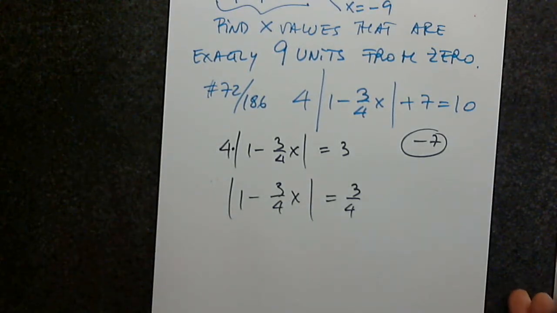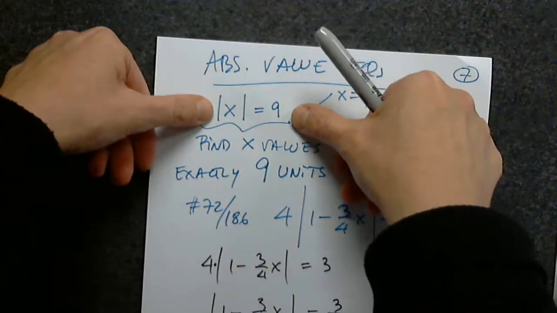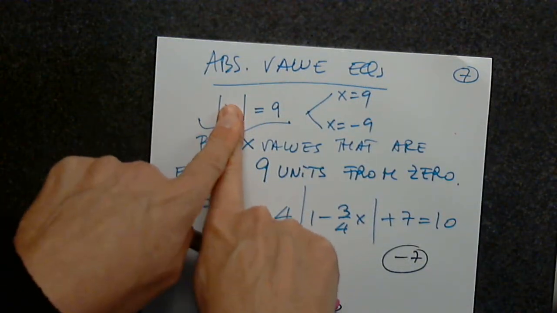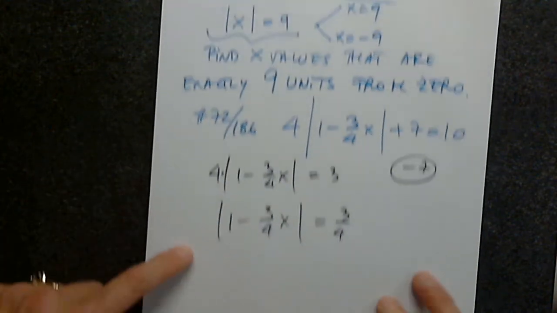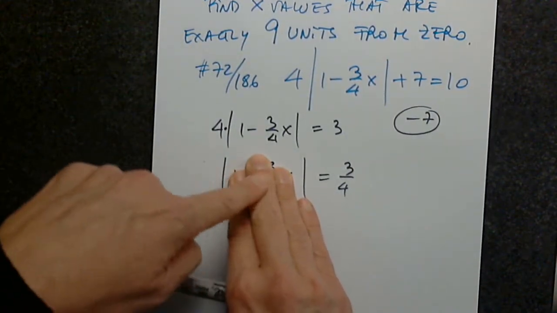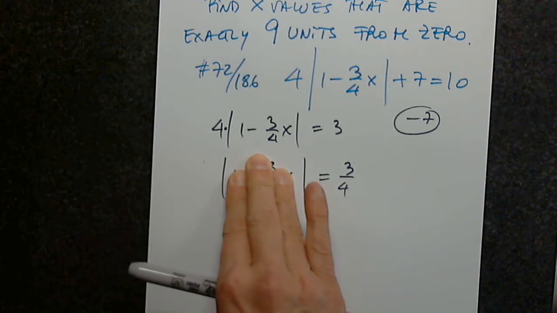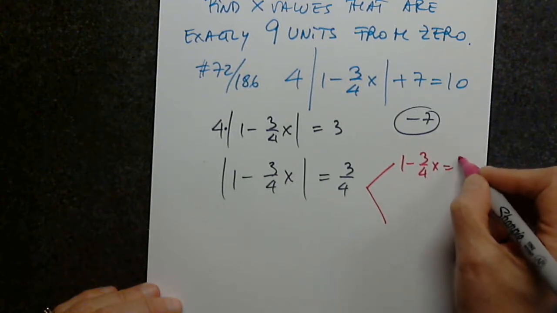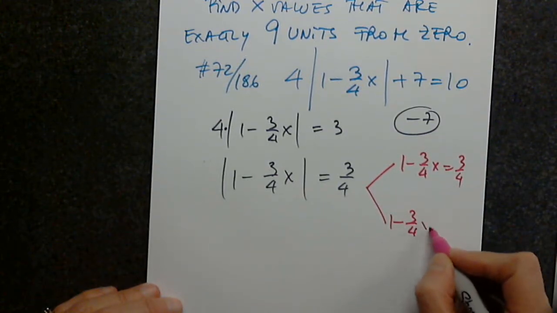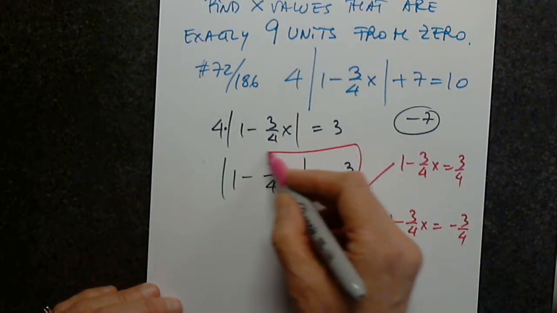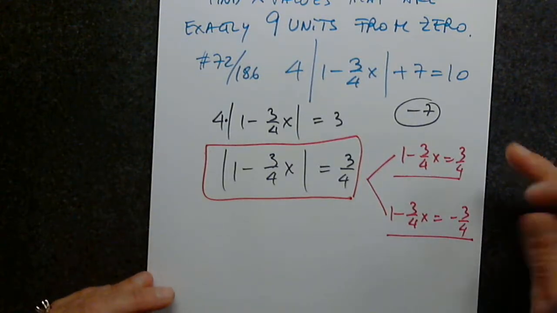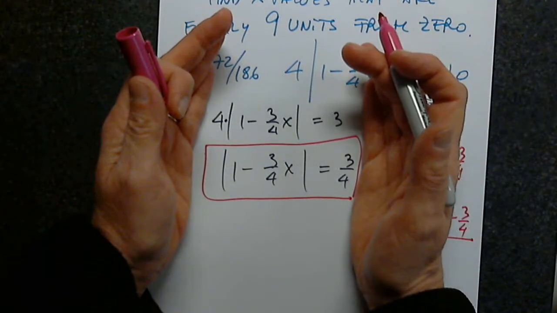There is nothing else I can do. I cannot move anything to the other side. I cannot break the absolute value. The only thing I can do is remember what the options are. This particular quantity could be 9 or negative 9. What could this particular quantity be? 3/4. Or negative 3/4. That's it. There is nothing else I can do. This cannot be solved unless I know how to present these 2 equations that make up this one.